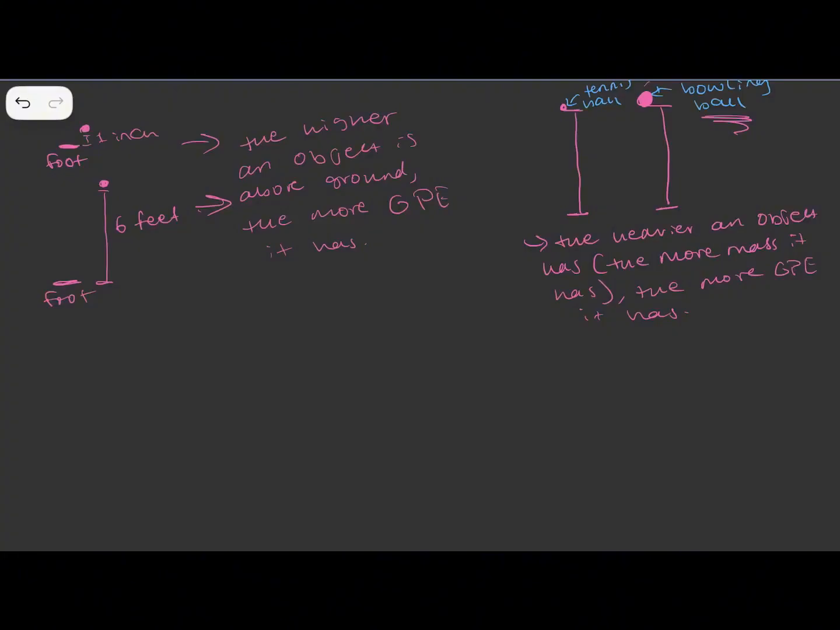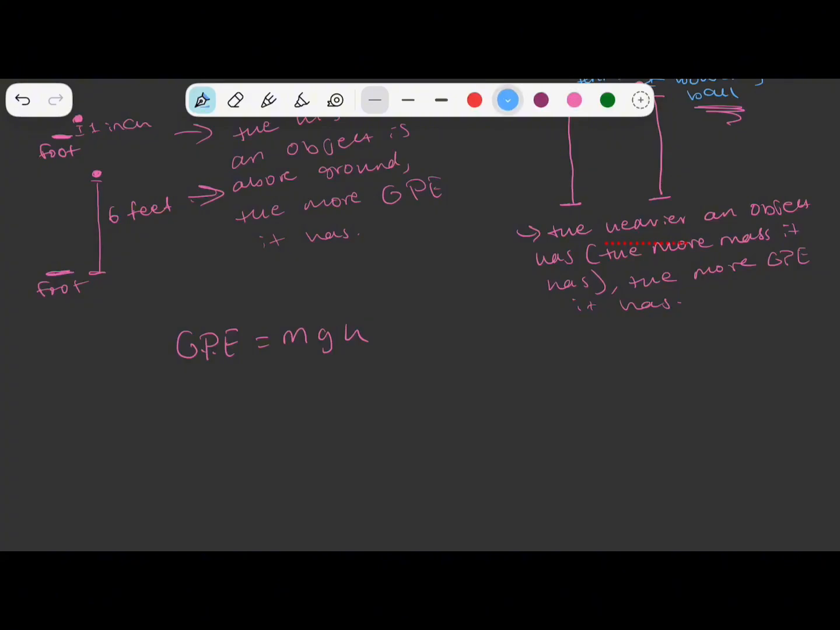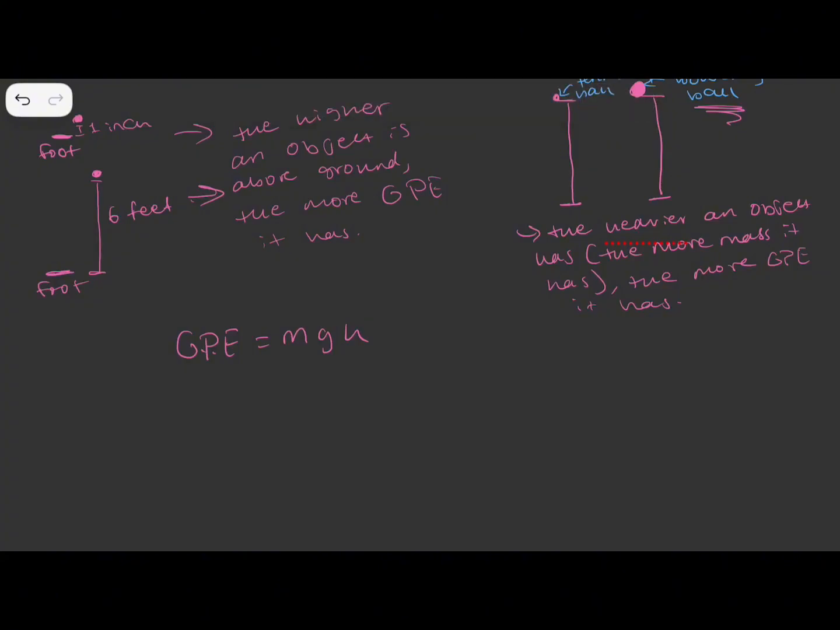Now we are going to take a quick look at the formula for calculating the exact amount of gravitational potential energy that an object has. The formula is GPE, which stands for gravitational potential energy, equal to mgh. Three simple letters. I would like you to memorize this. Let's explore this formula a little further. m is equal to mass, and this is going to be in kilograms.